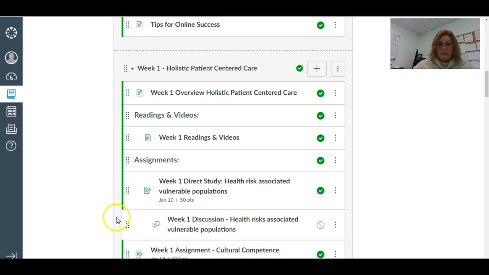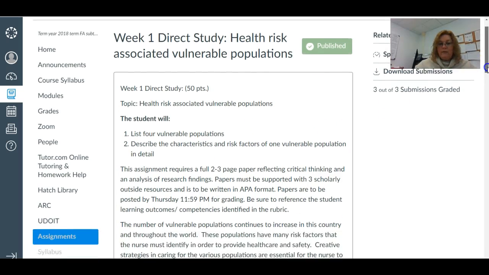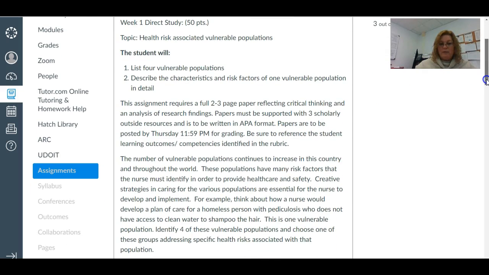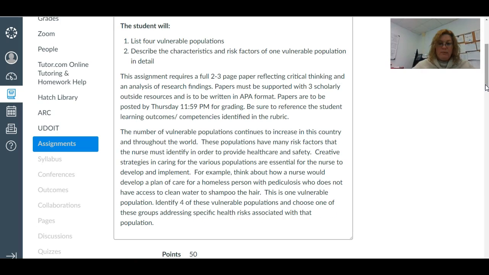If you look at the screen, I'm going to click onto the Direct Study Week 1 that you submitted already, and you can see here it really goes into what you're supposed to be writing about. It gives you some more details, 2 to 3 pages, etc. But it also gives you some examples of writing. But up here, 1 and 2, tells you what should be included.